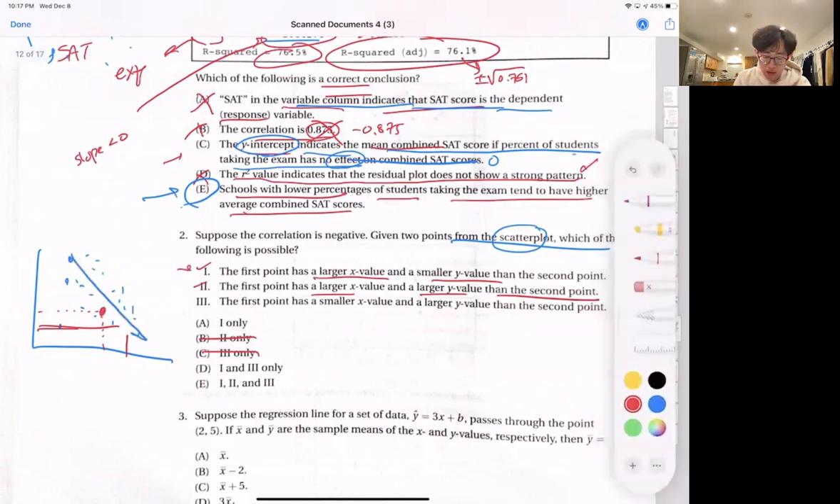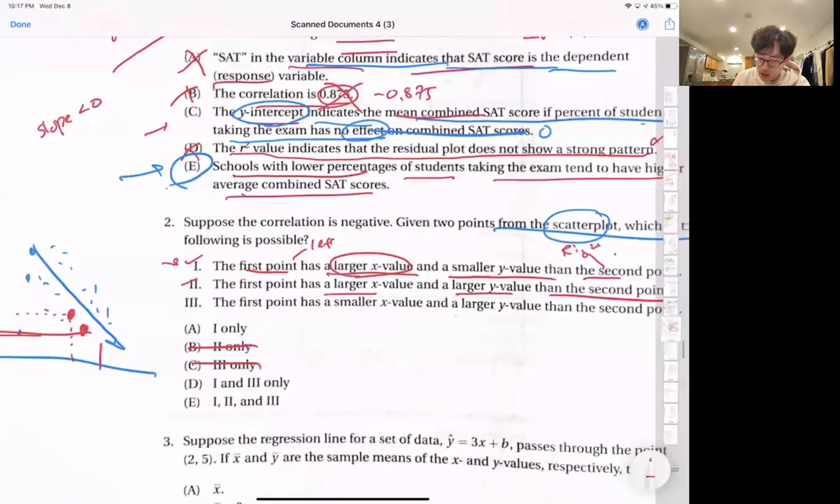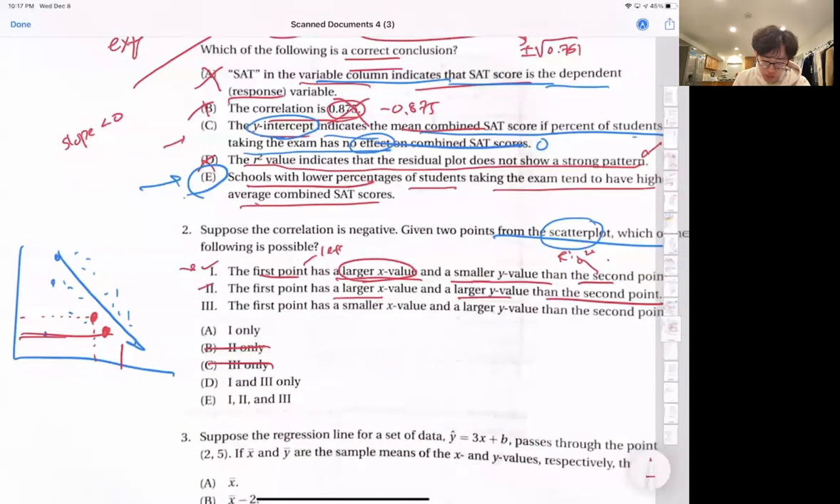So the first point, I'm assuming that that's the left point, and the second point is your right point. So if your left point has a larger x value, so let's say something like this right here, and a smaller y value, then the second point could be on the right hand side. If a dot is somewhere over, let's say, larger x value, the first point has a larger x value than this and the smaller y value. Well, the smaller y value is definitely for certain.